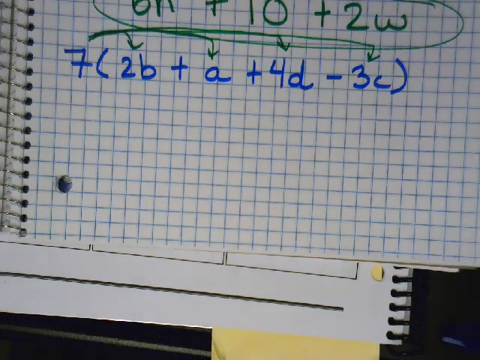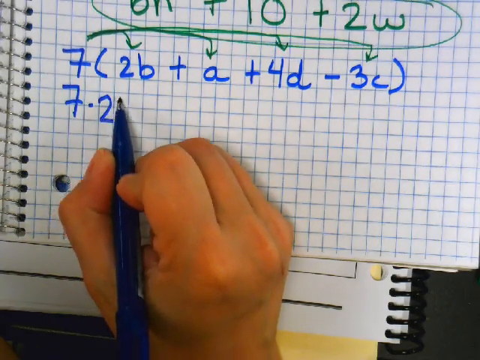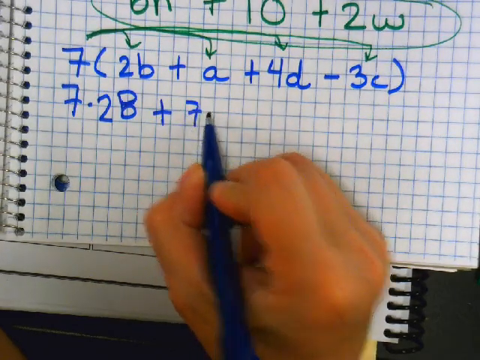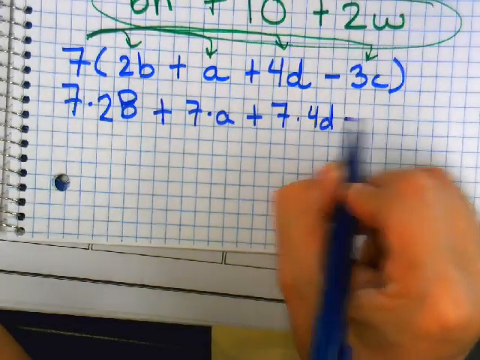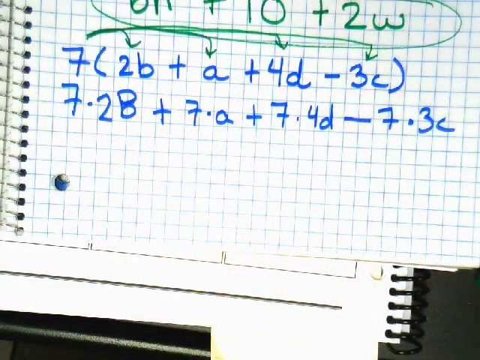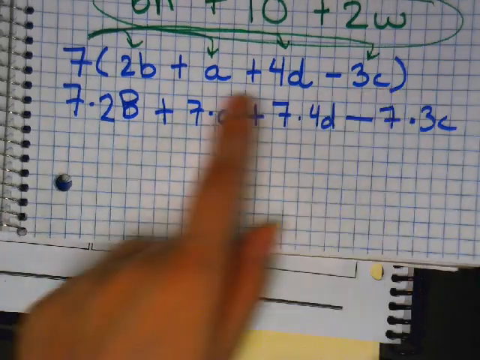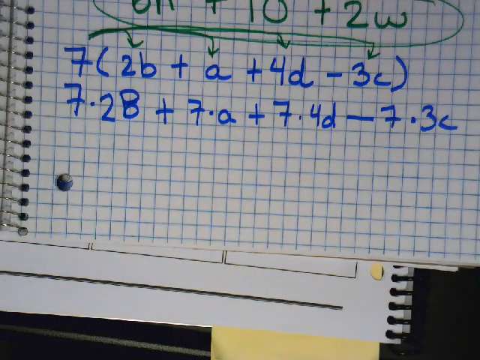All right. So what are we gonna do? 7 times what? 7 times 2B, maybe capital B. Plus 7 times what? 7A. And then plus 7 times 4D. Minus 7 times 3C. Okay, so this looks really complicated. If someone were to walk in right now, they'd be like, oh my gosh, what's going on? They're doing some really hard math. But all we did is we rewrote the problem and stuck a 7 in front of each of the numbers. So we just repeated the 7. We haven't even done any math.